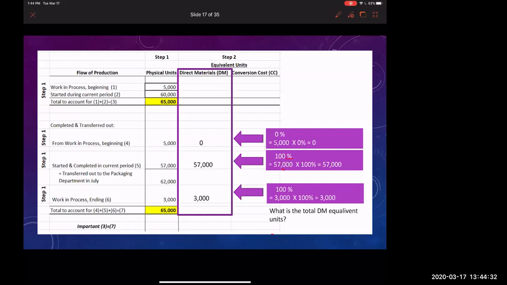All right, so what is our total direct materials equivalent units? What we're going to do is add that 57,000 plus 3,000, and we come up with, sorry, this should not be that. This should be 60,000 units. I need to make that change, okay? Everybody should be good to go. Now we're going to move on.